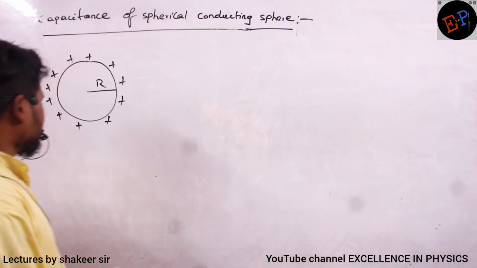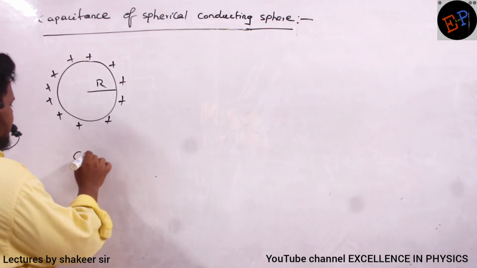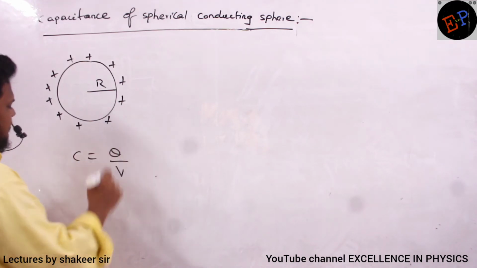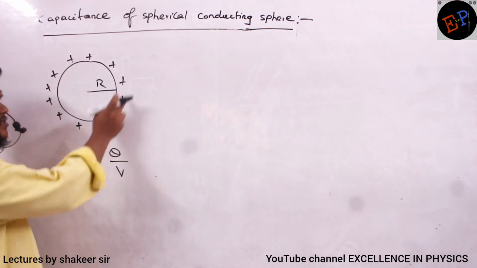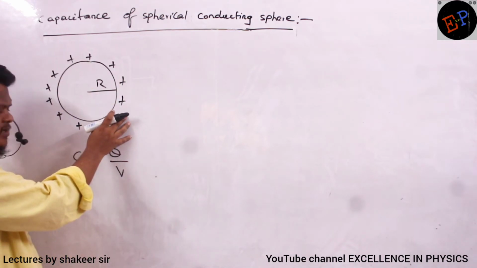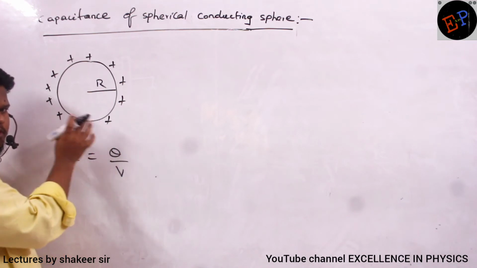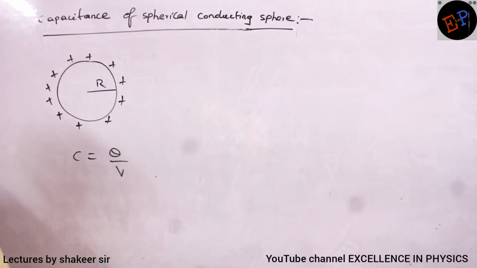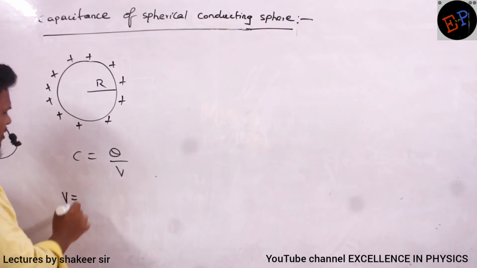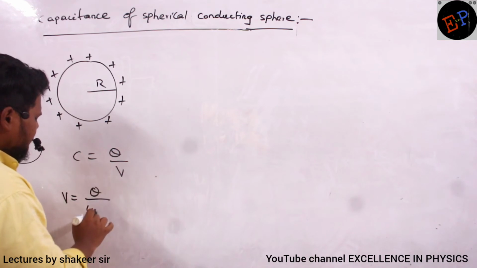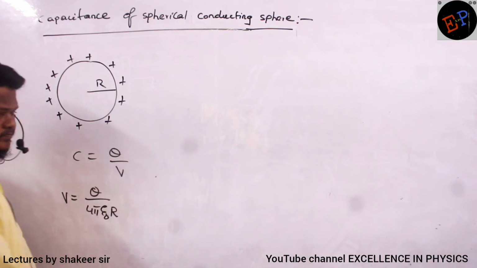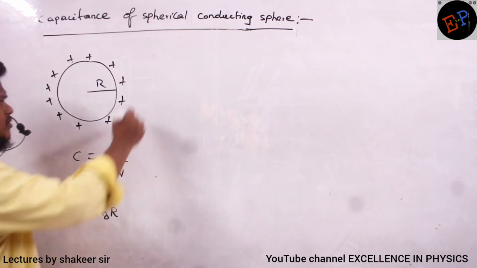What is the basic equation of capacitance? C is equal to Q by V. What is Q? Q is the amount of charge present on this sphere. V is the potential of the sphere. A sphere behaves like a point charge. So what is the equation for the potential of a sphere? Q divided by 4 pi epsilon naught R. So just substitute in this equation.